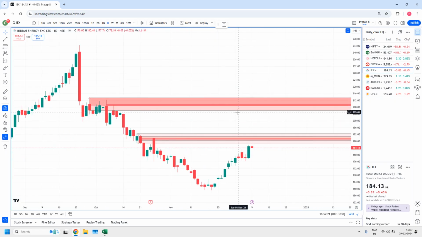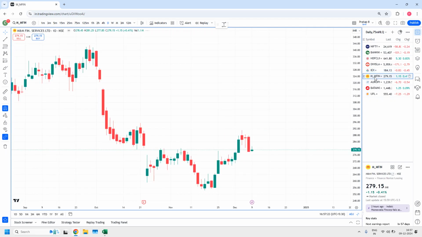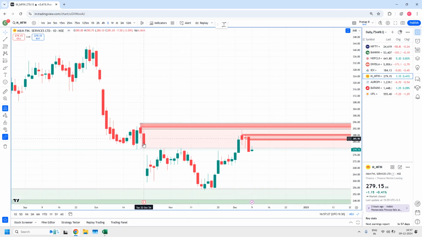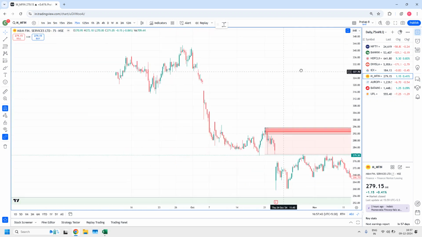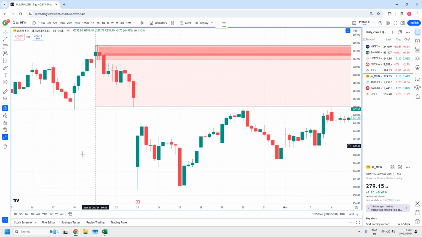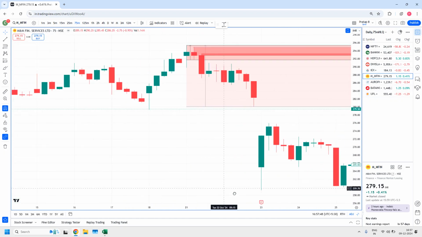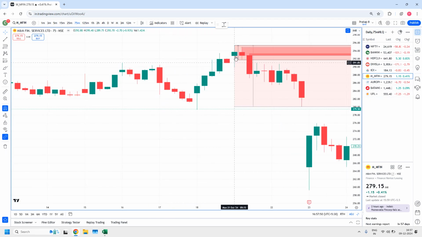And next one is M&M Finance, Mahindra and Mahindra Finance. This is also a daily high liquidity supply zone, rally base drop identified by our software. This one is fine tuned with the 75 minutes time frame. Here in the recent price action, rally base drop, follow through candles. A 15 minute zone is created here, and also at the beginning of the zone there is a 75 minute zone. Here also you have a rally base drop.